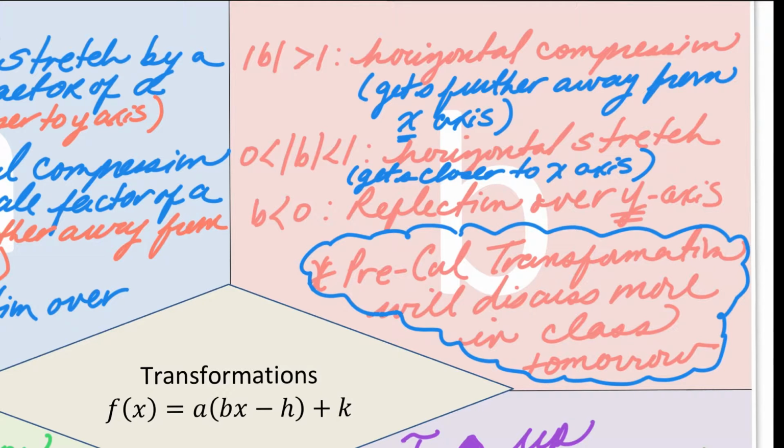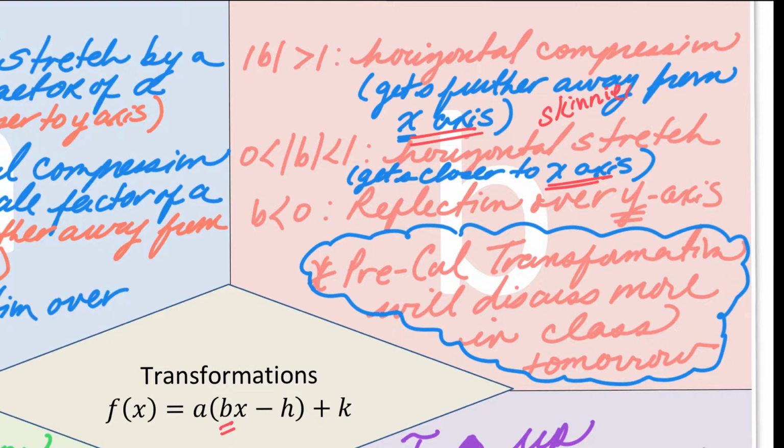The next letter we're going to talk about is b, and my b value does a horizontal compression or stretch along the x-axis. If the absolute value of b is greater than 1, it's going to do a horizontal compression. That means it's compressing the function toward the y-axis, so it's actually going to make the function look skinnier.